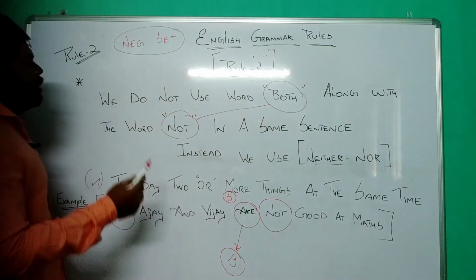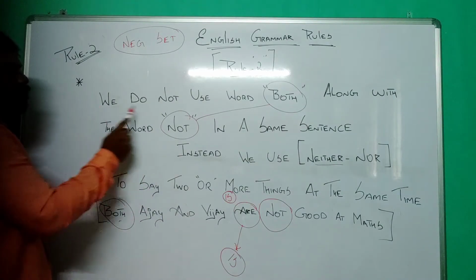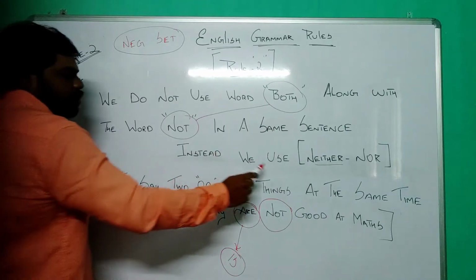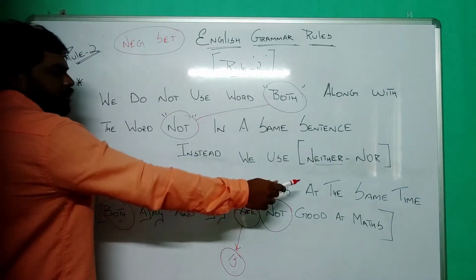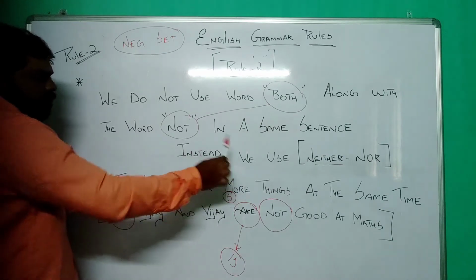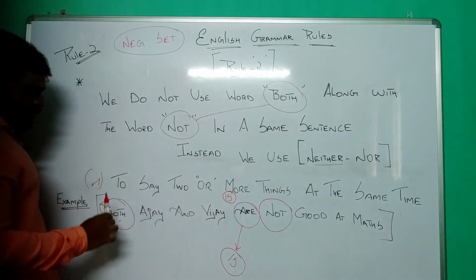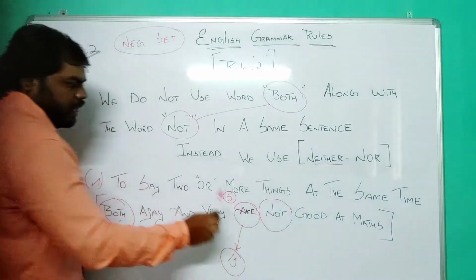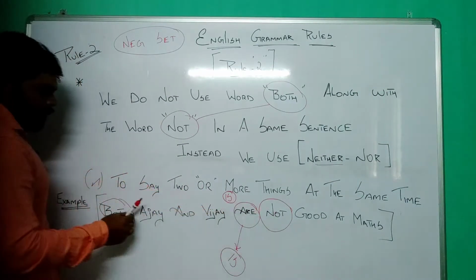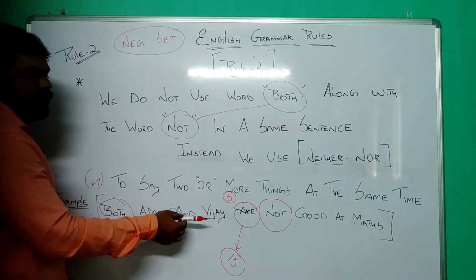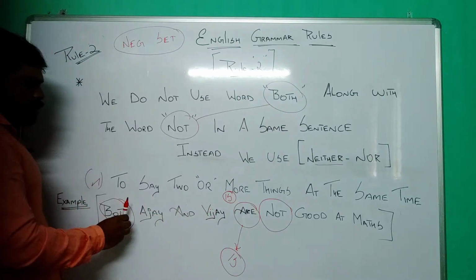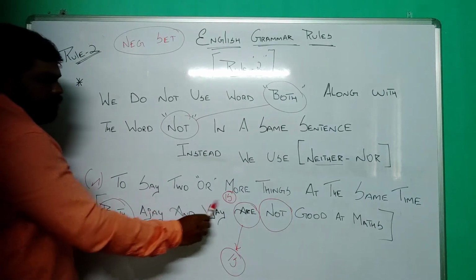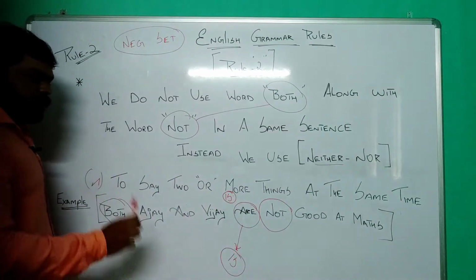Can you understand? We will see it once again. We do not use the word both along with the word not in the same sentence. Instead, we use neither nor to say two or more things at the same time. Mostly, neither nor will be used for negative sentences. A negative sentence is where we use not. Both Ajay and Vijay are not, this is a negative sentence. So, we do not use not and both in the same sentence. Instead we use neither nor here. So the sentence will look like neither Ajay nor Vijay is good at maths. That will be the right sentence.